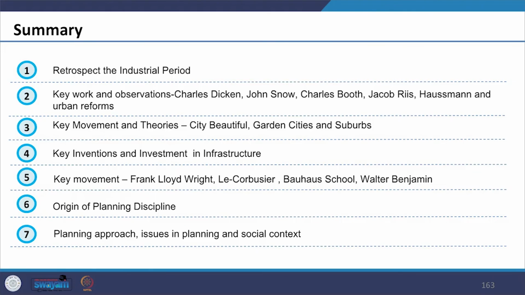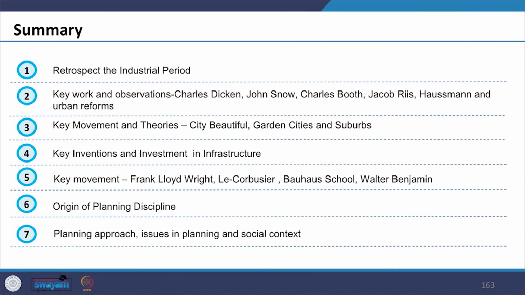So, summarizing today's session, we saw the industrial period and how people from different disciplines deciphered cities. We looked at the key work and observations of Charles Dickens, John Snow, Charles Booth, Jacob Riis and Haussmann, and we also looked at the resulting urban reforms which took place after that. We looked at the key movements and theories about the city beautiful, garden cities and suburbs. We looked at the key interventions and investments in infrastructure and how they influenced our lives socially and economically. We looked at the key movements related to Frank Lloyd Wright, Le Corbusier, the Bauhaus School, and also Walter Benjamin. We looked at the origin of the planning discipline, and we also saw Patrick Geddes' teaching in India.